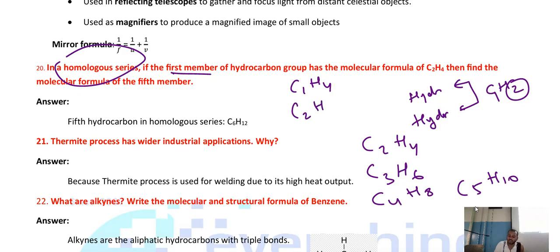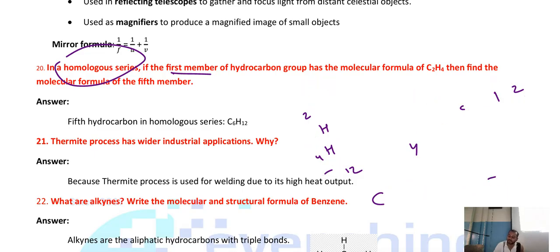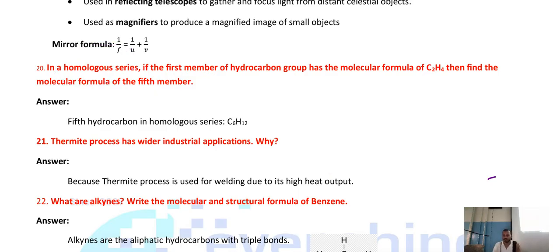Next C2H6. Next C3H8. Next C4H10. Next C5H12. Correct now? But they are not telling you to use your own specific condition. What they are asking, please use that only. Yeah, here also I have made a mistake. I didn't notice it. They are telling us to consider the first member as C2H4. They are only telling that assume the first member is C2H4.